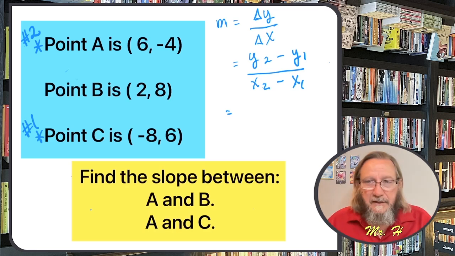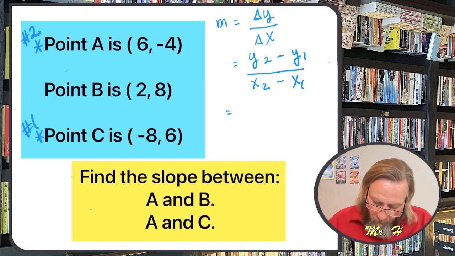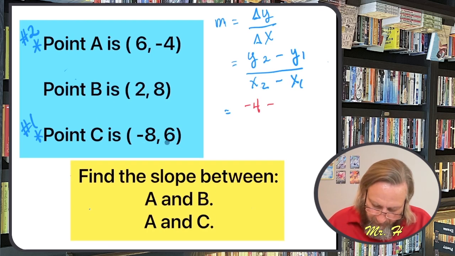I left the formula here so that it would be available to us. You've got this y2 minus y1 over x2 minus x1. So let's go in and plug in some values. What is the y value of the second point? Well, that's -4. What's the y value of the first point? Well, we're going to subtract it, and the y value of the first point is 6. So there's the top of the fraction.